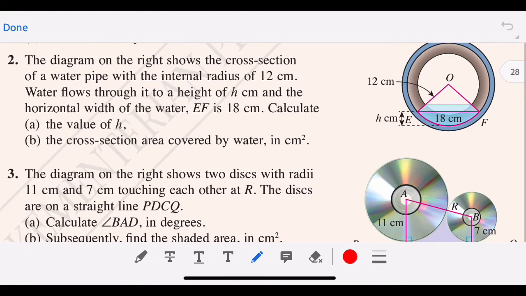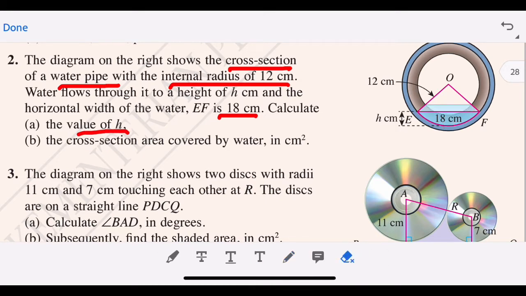The diagram on the right shows the cross section of a water pipe with internal radius 12 centimeter. Water flows through it to a height of 8 centimeter, and the horizontal width of the water, EF, is 18 centimeter. This is the height of the water. You must understand this first. Then calculate the value of H.